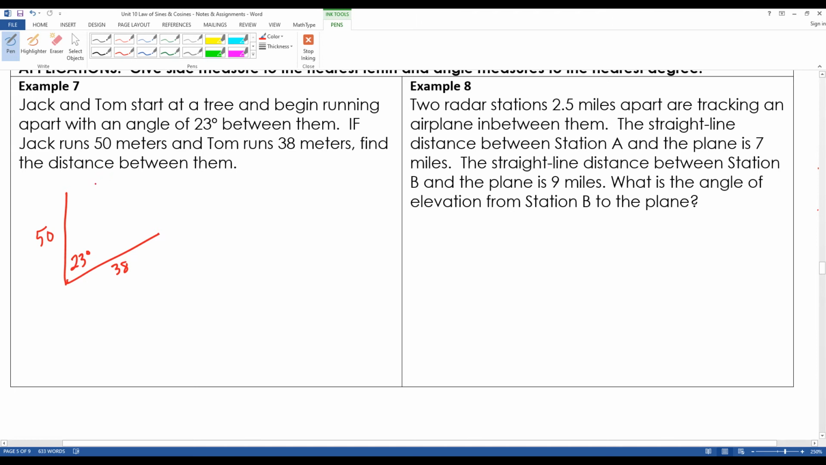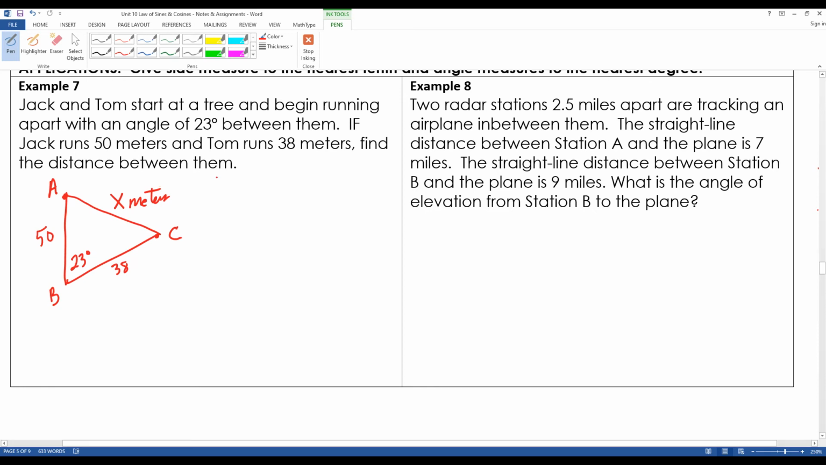That would have to be this other side of the triangle. So once they get to their points there, how far are they apart? Let's label this A, B, and C, and we'll say what we're trying to find is X length, in meters. Now what would we use? Law of cosines, because we don't have any other angles. We just have one. So let's set it up.